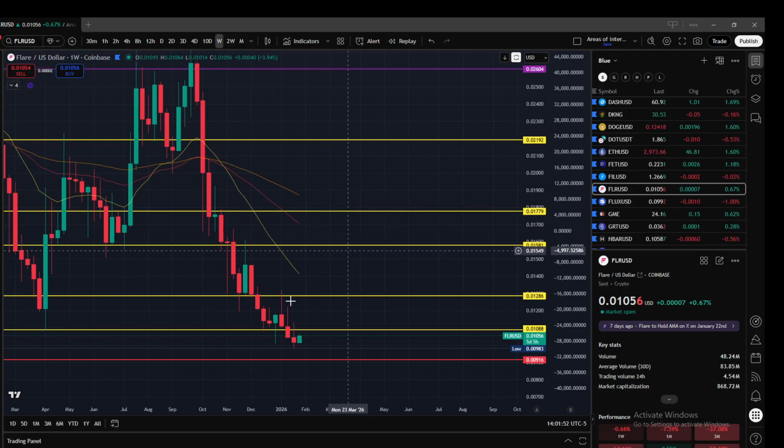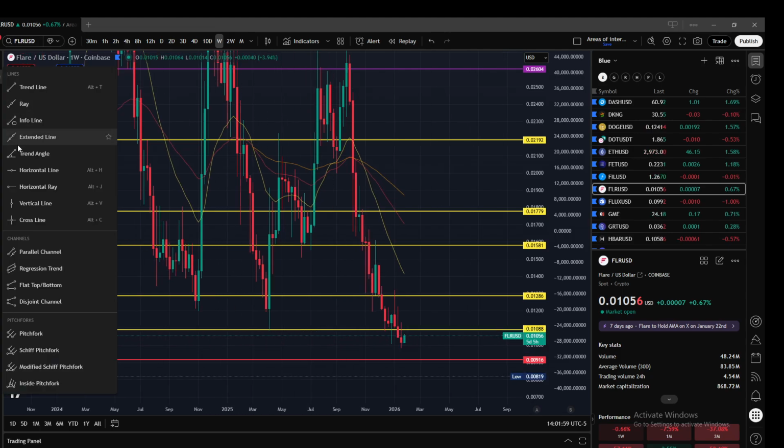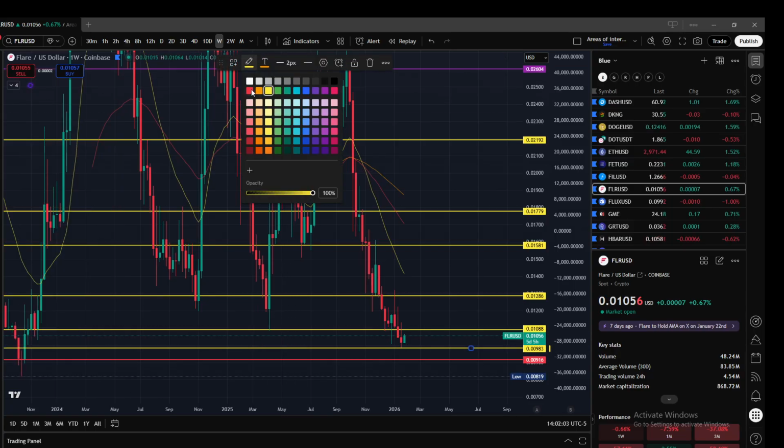It fell through. So in terms of the levels, I'm going to leave these levels where they are. I will add this right here, just because that is the wicking low.